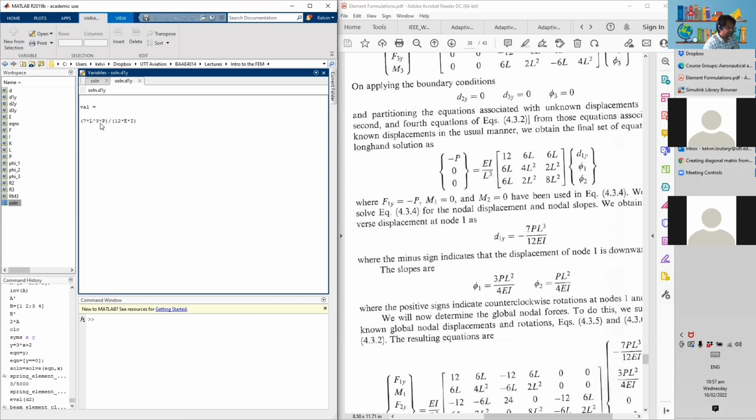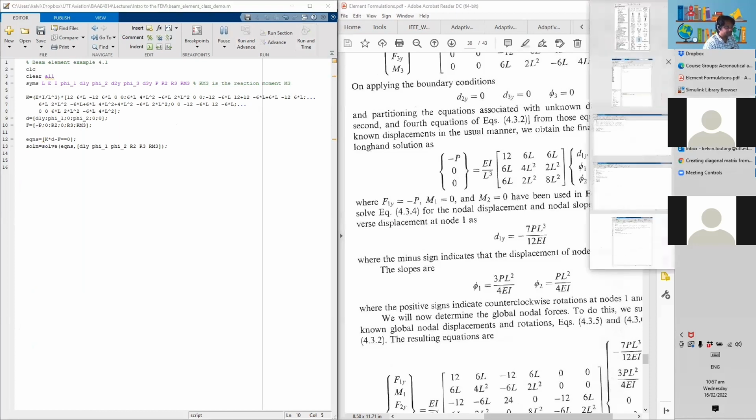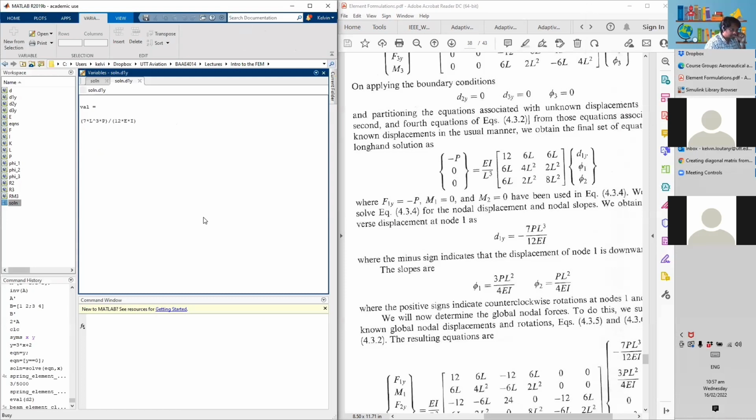Now I notice that this is negative and this is positive. So they changed that. Well, it's just a matter of the sign. When we defined F as P, remember P is acting down on the beam. So if it's acting down, we could put a negative sign. So we run it again and we'll see. Now we get negative P here.